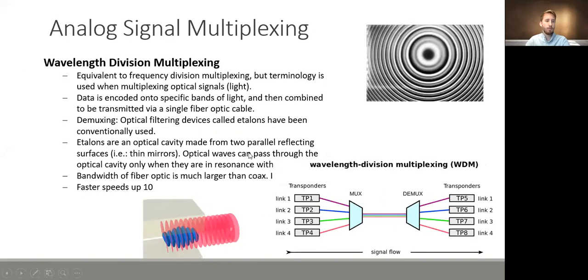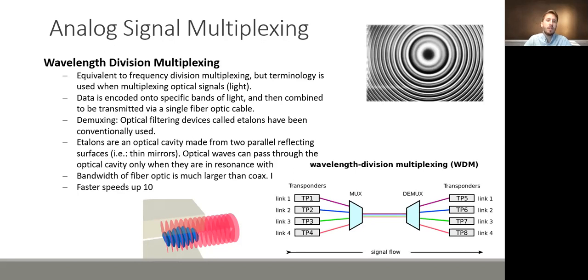Okay, I think we're doing all right on time. So, wavelength division multiplexing. This is pretty equivalent to frequency division. If you know anything about light, frequency is proportional to wavelength by a factor of the speed of light, something like that. So what's the difference? You're measuring the same thing. It's just the inverse of the other in a way.